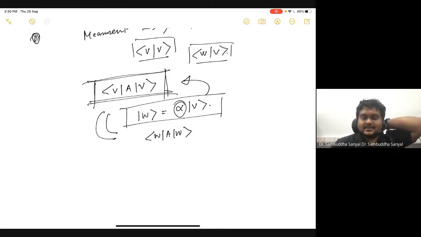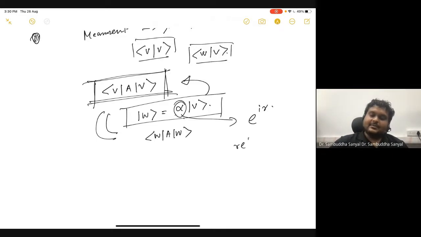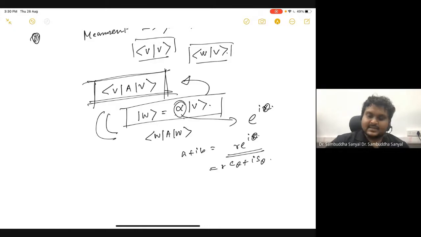That means there is a phase. I'm calling it a phase factor because you will also see that this alpha has to be a unit modulus complex number. That means it's like a phase, e to the power i gamma, because a complex number can be written as r e to the power i theta. So a plus ib can be written as r cos theta plus i sin theta. And if r is 1, then it's just e to the power i theta. So try to show that if you multiply by such a factor, it doesn't change.